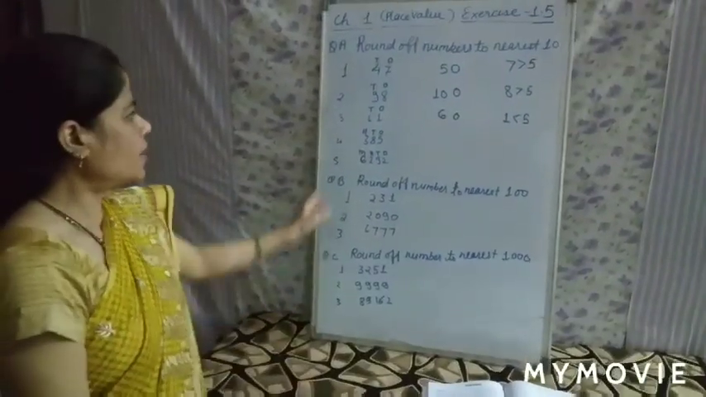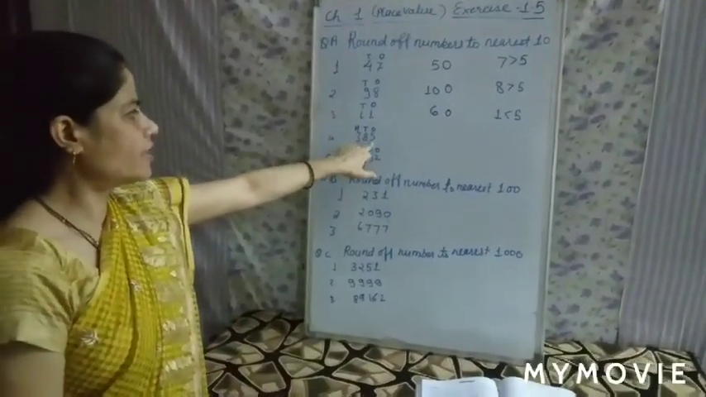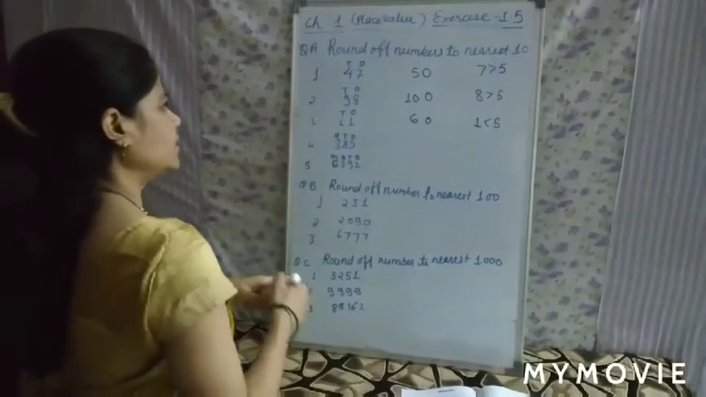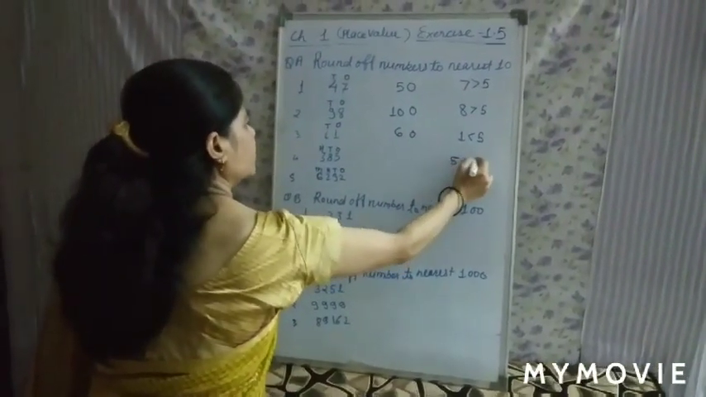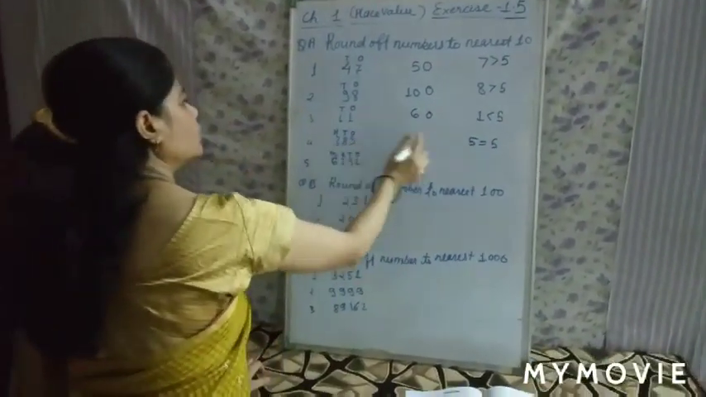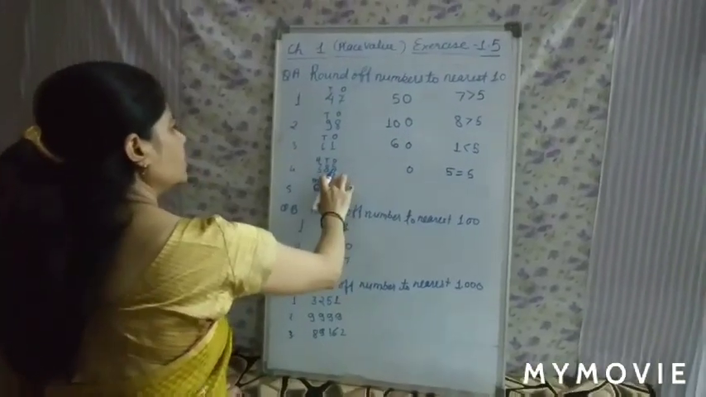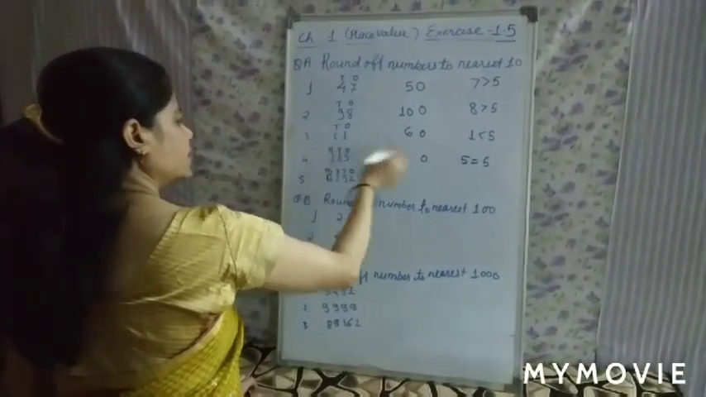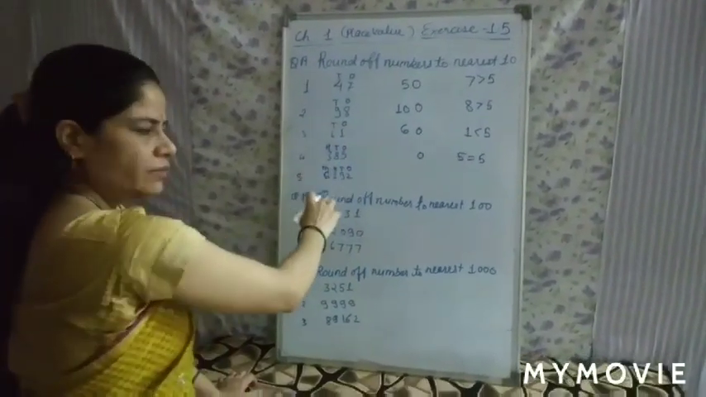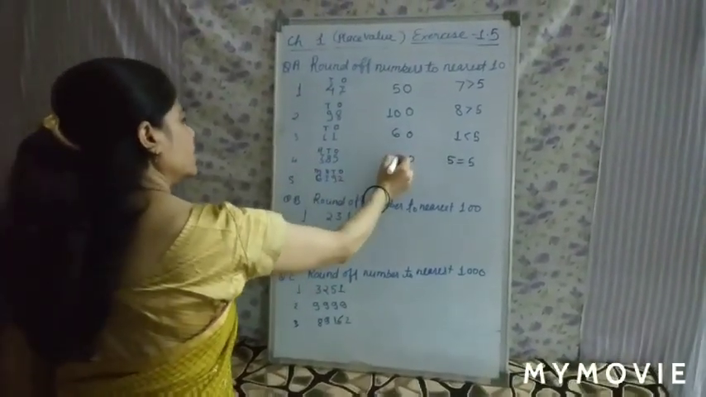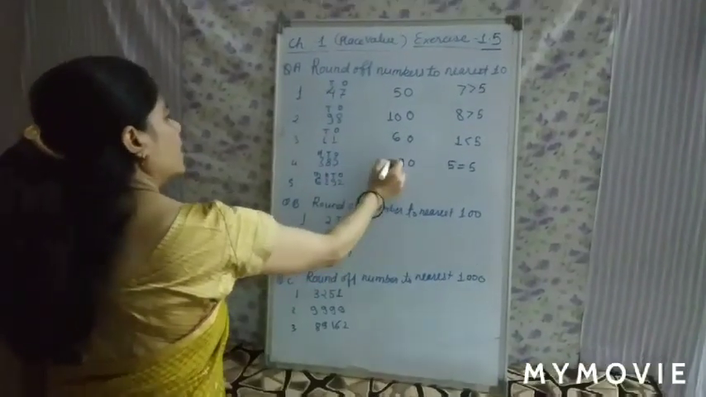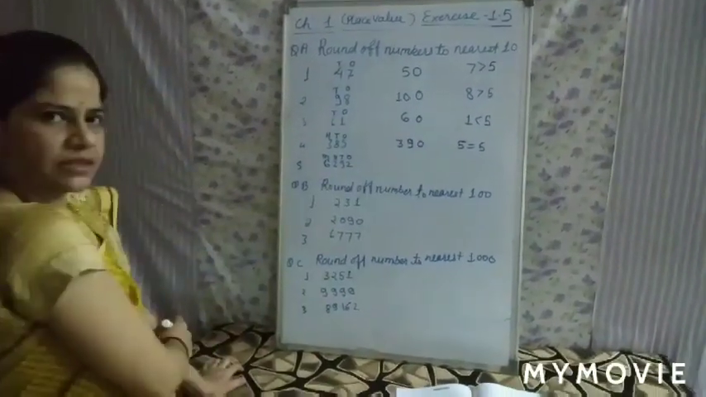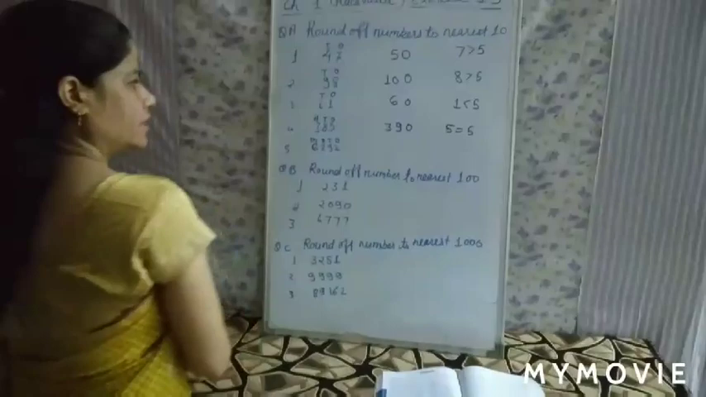Now the fourth one is 385. See the ones place digit here, 5. 5 is equal to 5. In this case you have to put 0 at the ones place, and since 5 is equal to 5, you have to write the next digit. You have to change the digit of the tens place. Here it is 8, so you have to write 9, and the next digit will be as it is. So the answer will be 390.